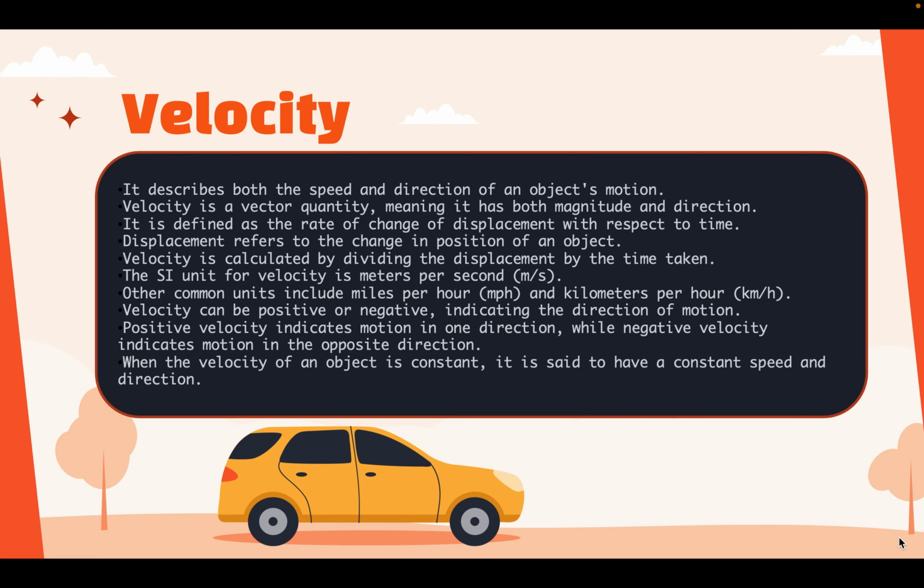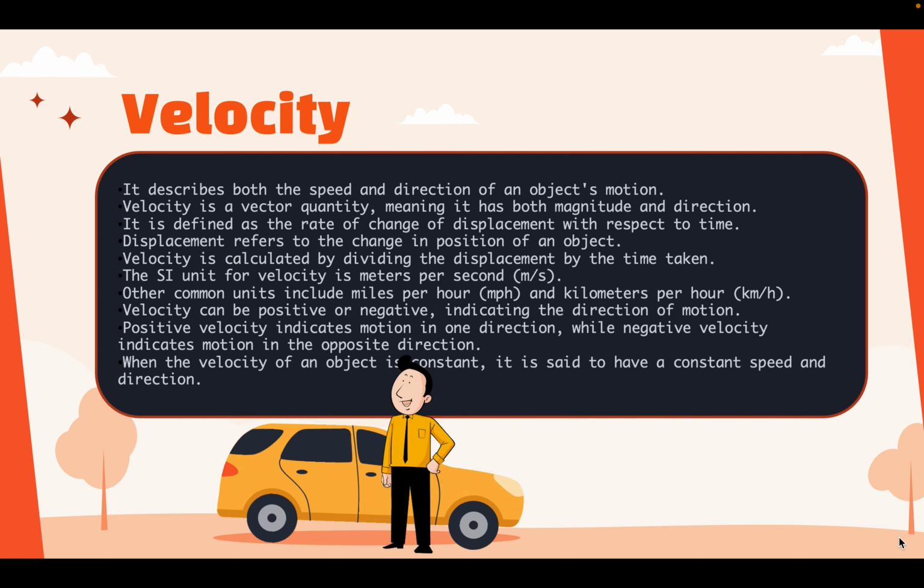When an object has a constant velocity, it means it maintains a constant speed and direction. This implies that it is moving at the same speed in a consistent direction.